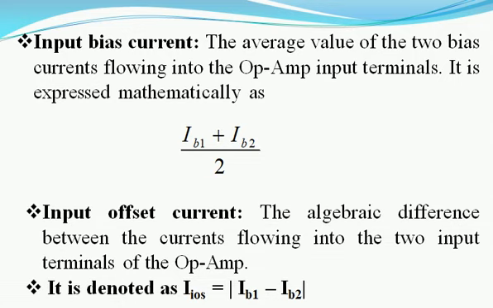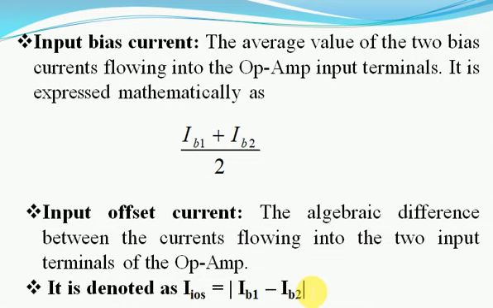Whereas the input offset current is represented as the difference of the two bias currents that are entering through the two input op-amp terminals. So for the input bias current, IB1 is the base bias current entering into the inverting terminal, and IB2 is the base current entering into the non-inverting terminal. So the average of these two currents can be considered as the input bias current, whereas the input offset current is measured as the difference of the two currents, that is, the modulus of IB1 minus IB2. The modulus is always indicated in order to get a positive value.